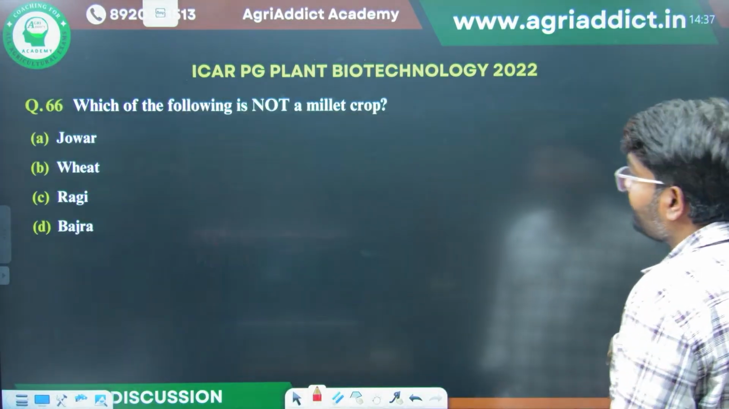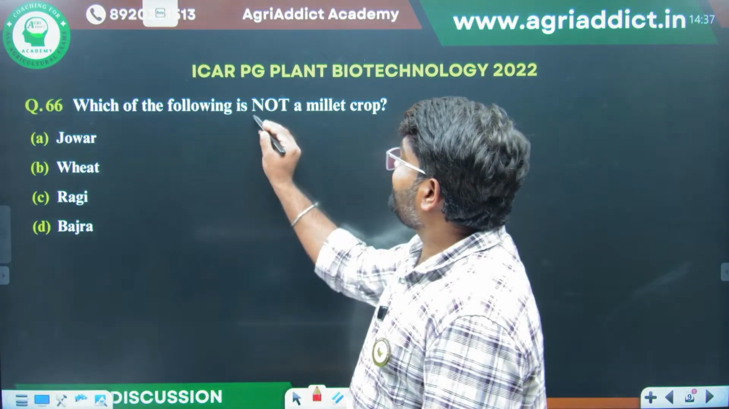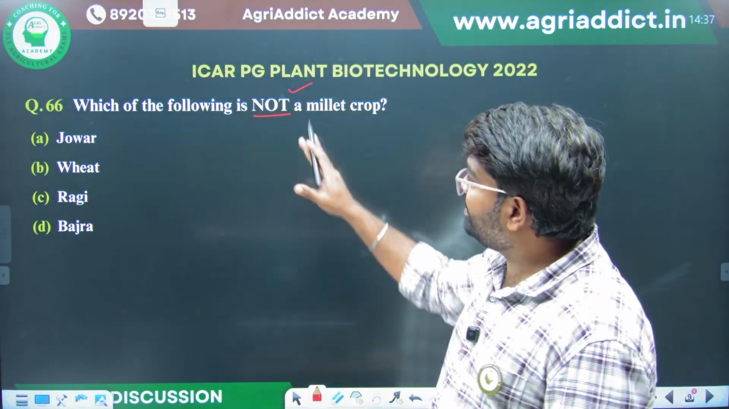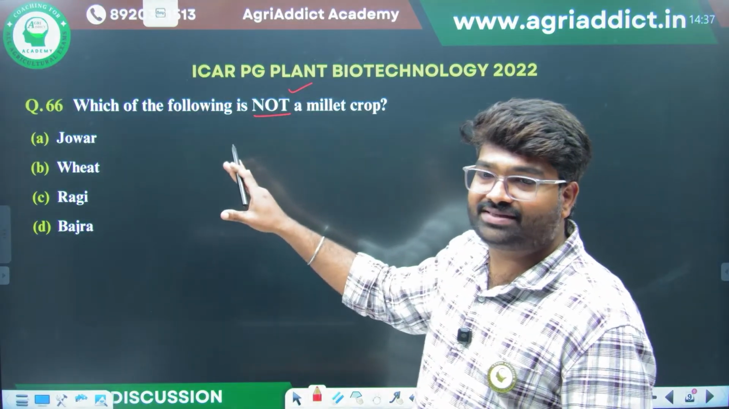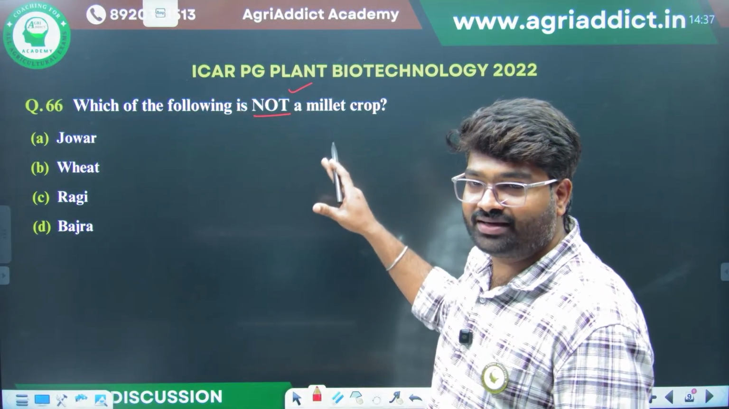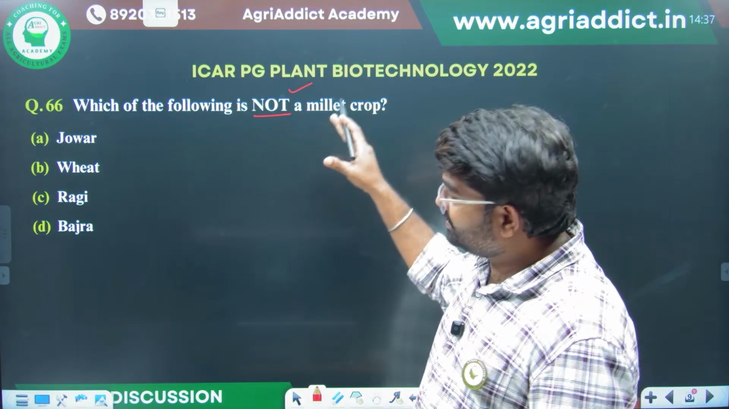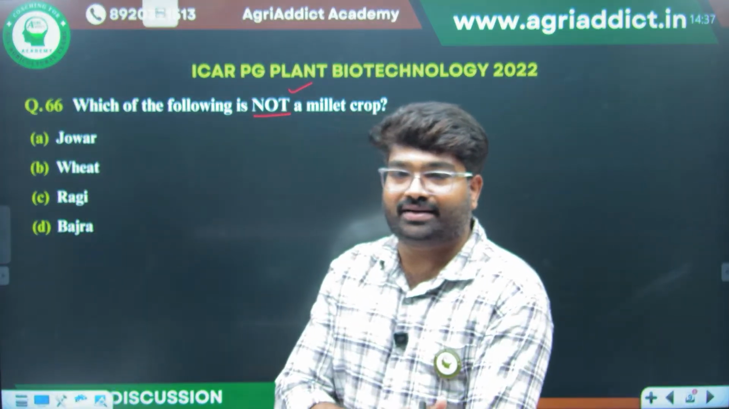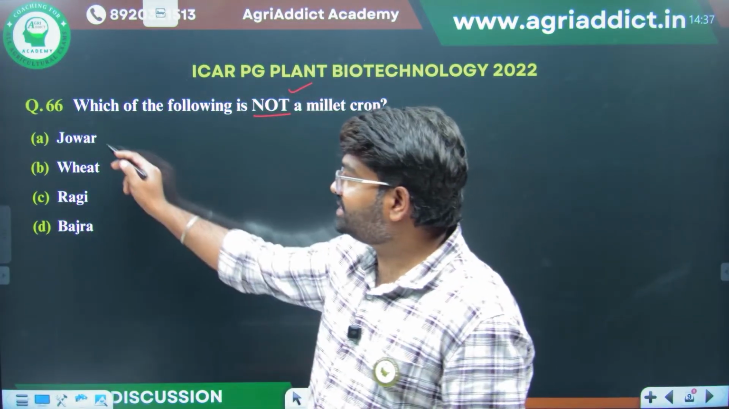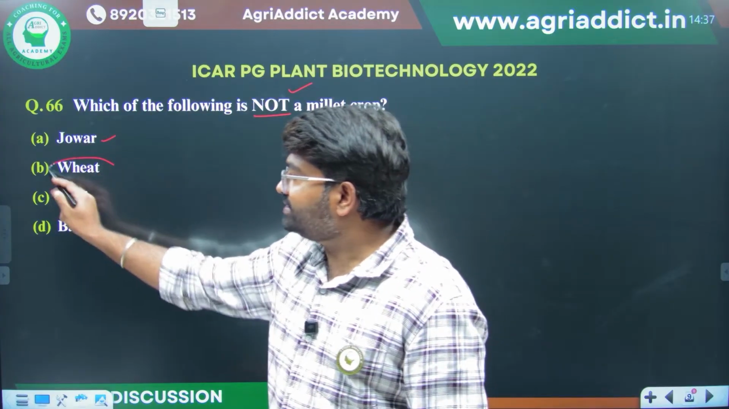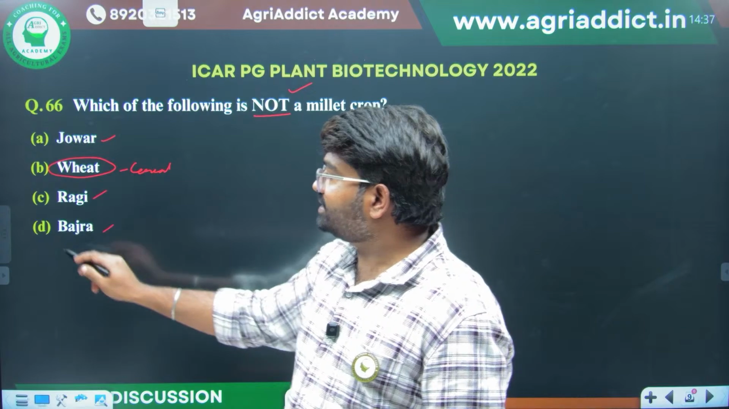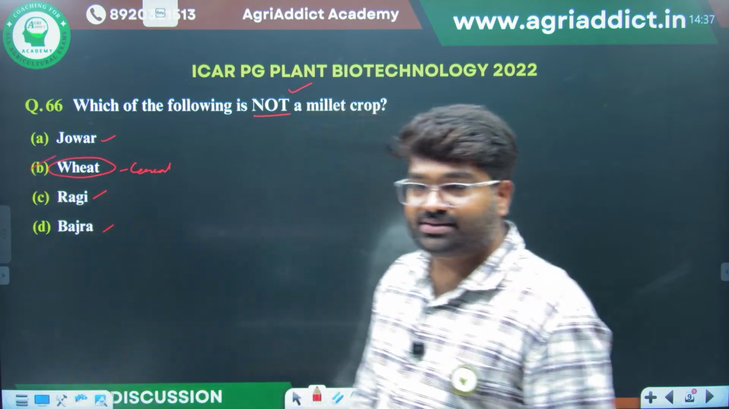Okay. Which of the following is not a millet? This is a general agri question. This is one of the simplest questions also. We know millets. Millets we can classify majorly into major millets and minor millets. They are asking which is not a millet. So, what among this is not a millet? Jowar, yes, it is a millet. Wheat, wheat is what? It's a cereal crop. Okay, ragi is millet, okay, bajra. So, the right option is wheat.